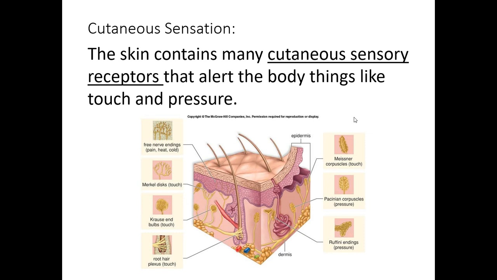The cutaneous sensation. The skin contains many cutaneous sensory receptors. In later chapters, we'll look at more detail of how they function. They alert the body that things like touch and pressure have occurred.